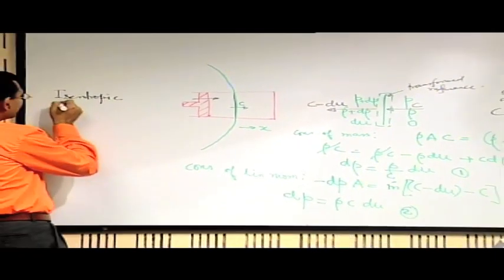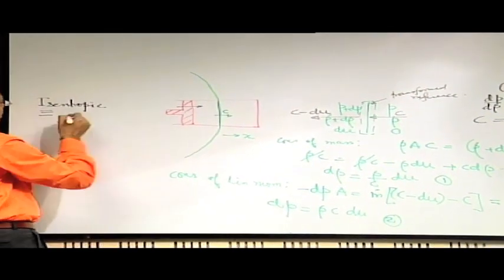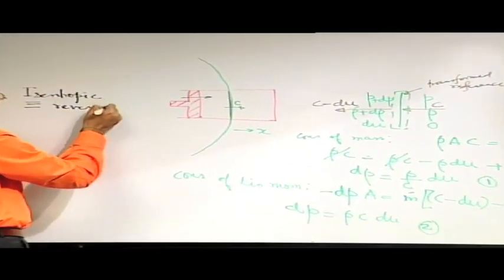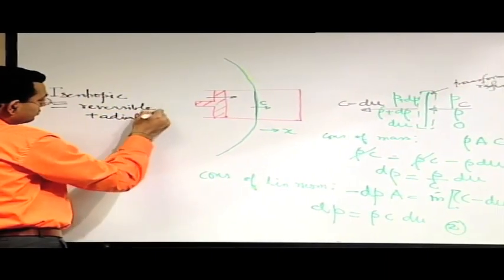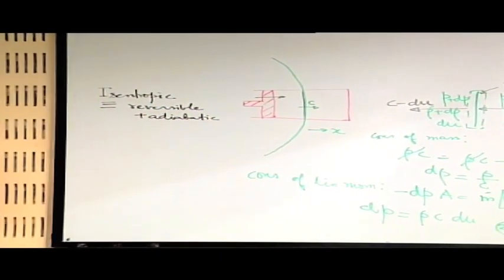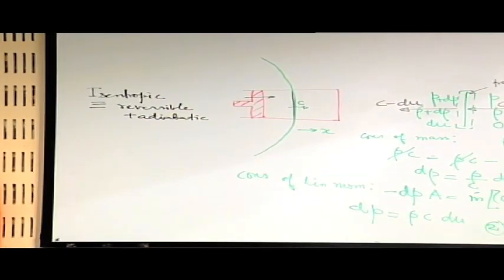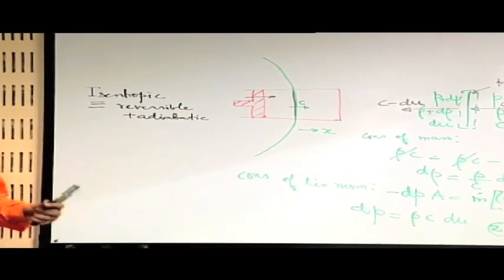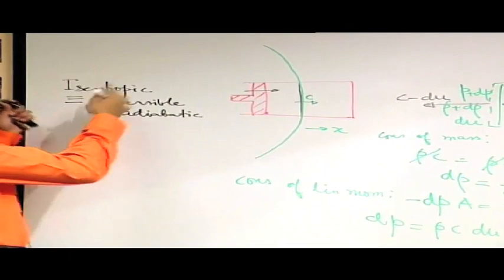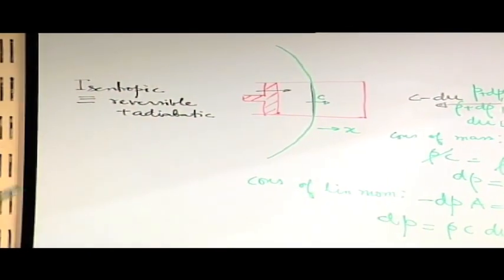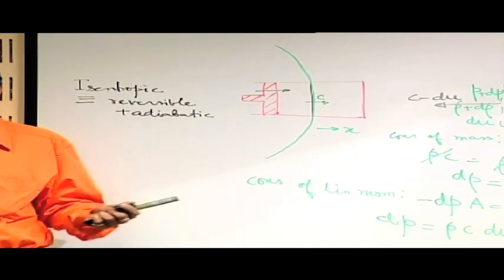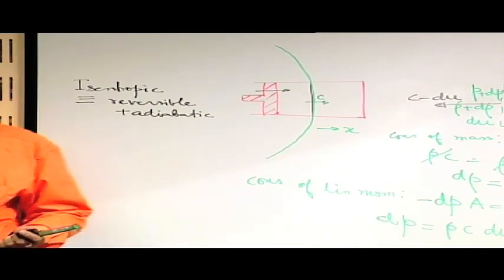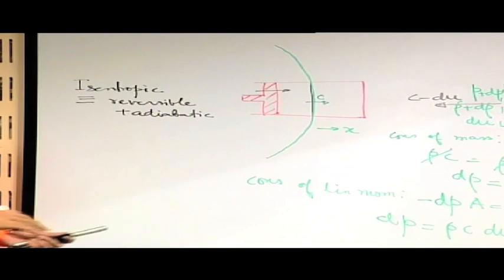Isentropic process is just equivalent to something known as reversible and adiabatic process. Of course, this is not a course of thermodynamics, so we will not go into the details of what is a reversible process. What is an adiabatic process is straightforward. You know that a process where heat transfer is 0 is an adiabatic process, that is relatively clear. But what is a reversible process?